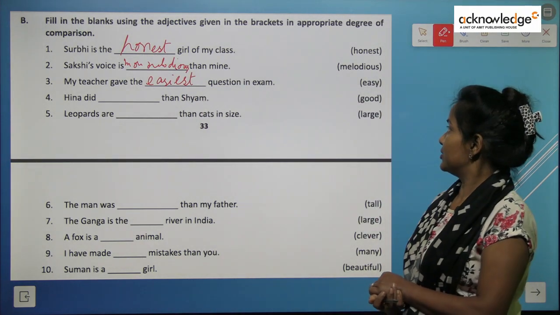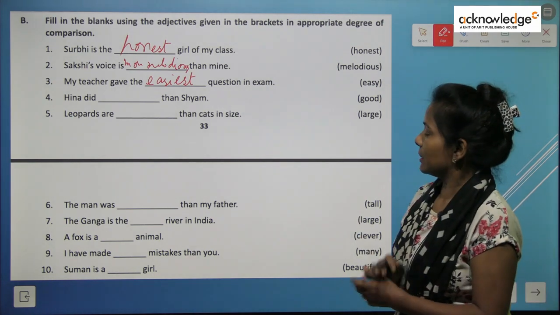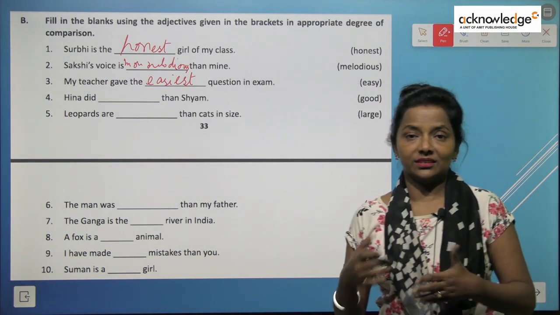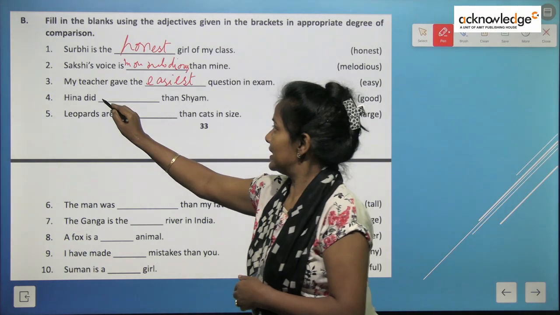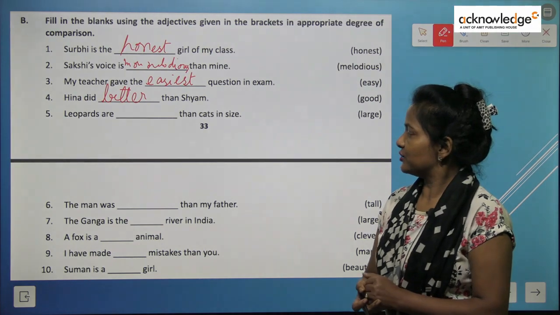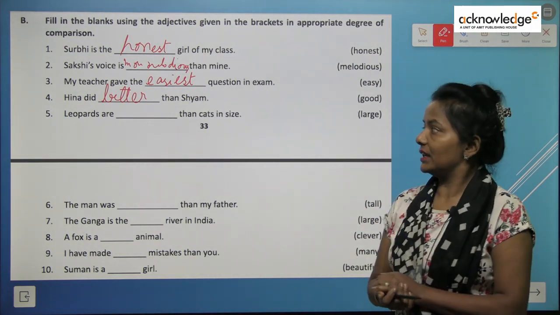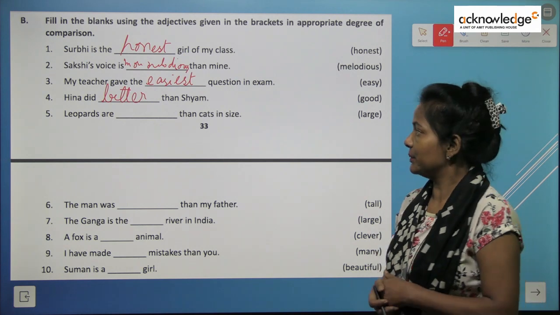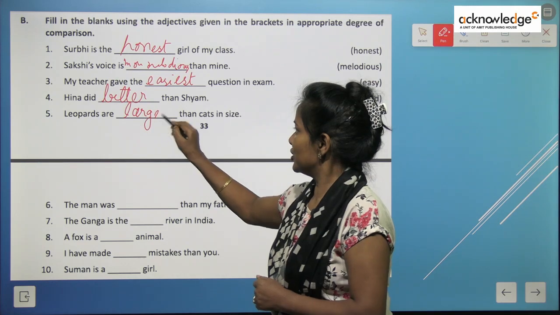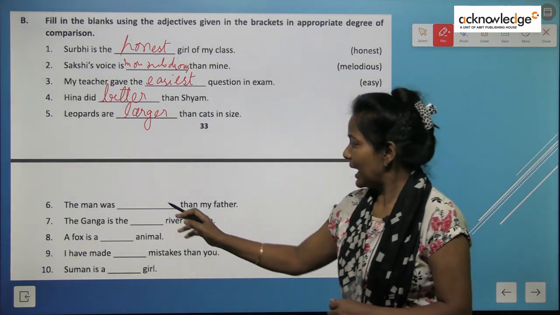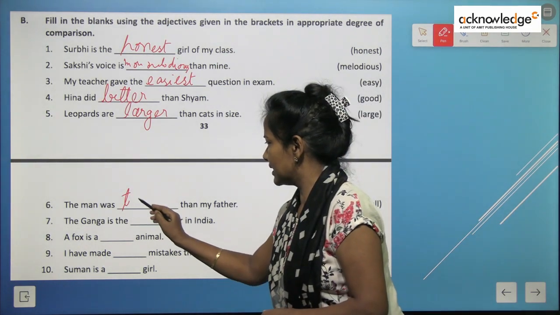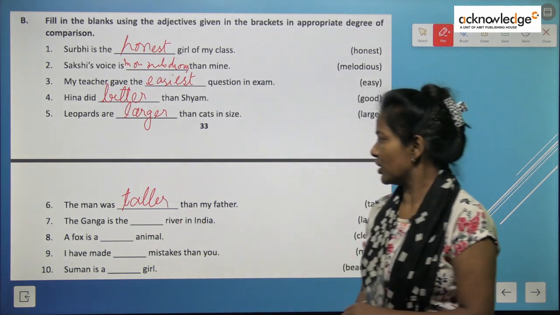Hina did dash than Sham. Here again comparison is there. So, comparative degree. Hina did good, better. Good, better and best. So, Hina did better than Sham. Leopards are dash than cats in size. Large. Leopards and cats. The comparison again is there. Leopards are larger than cats in size. The man was dash than my father. Tall. The man was taller. Here again the comparison between two. The man was taller than my father.